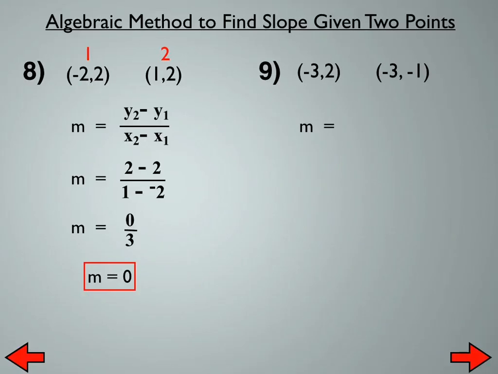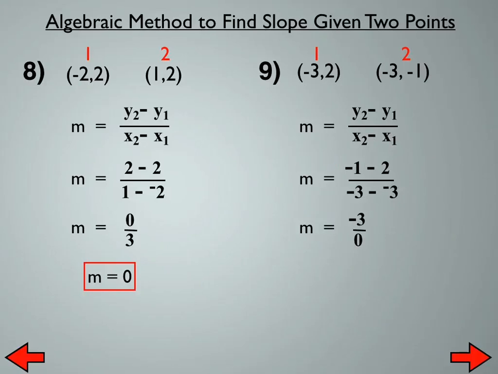So in this one, we have negative 1 minus 2 over negative 3 minus negative 3, which of course gives us negative 3 over 0. And every year when we run into this the first time, there are a few people who say, that's easy, that's 0. And I say, no, it's not. Let me show you a little example.